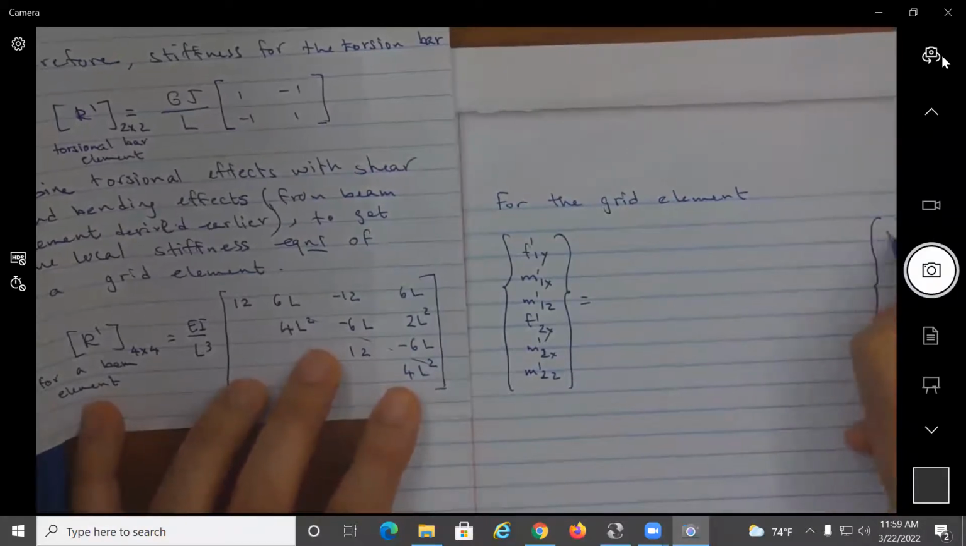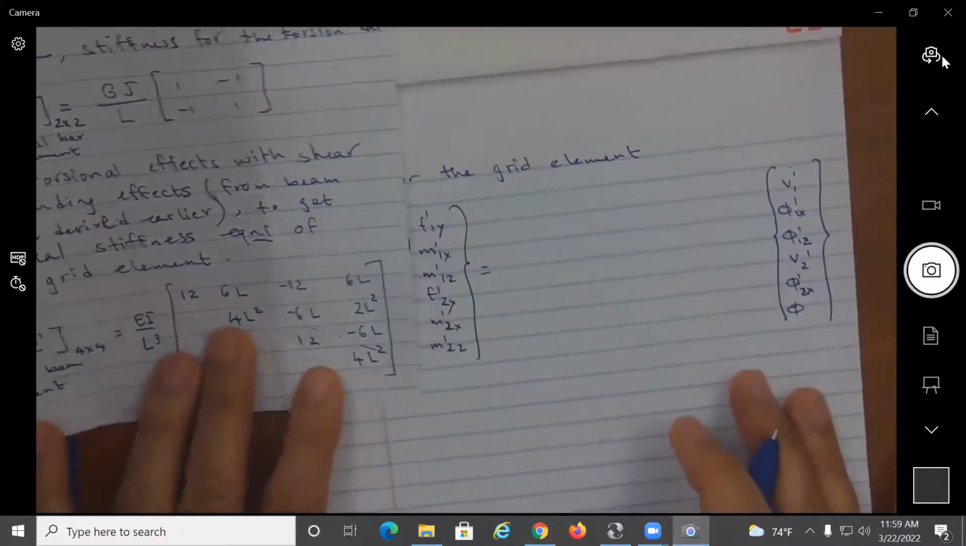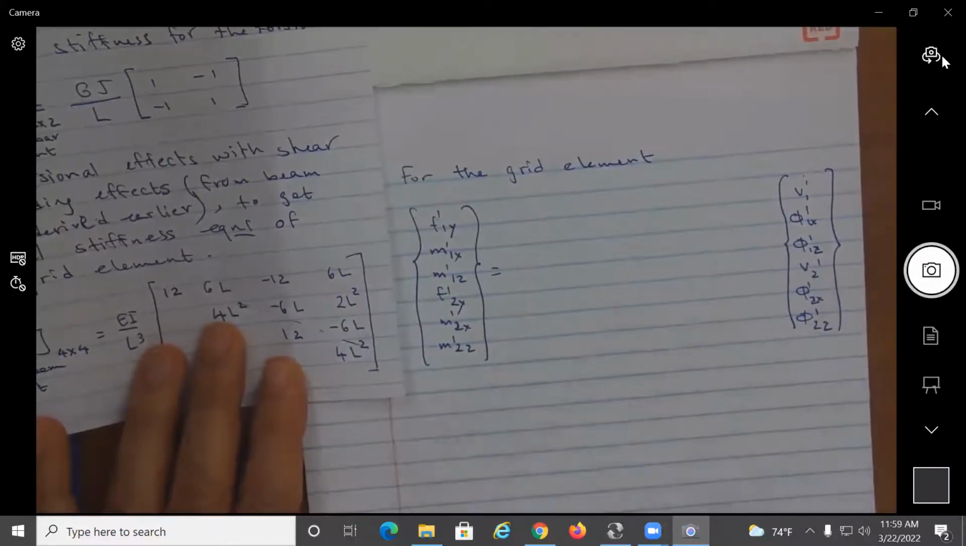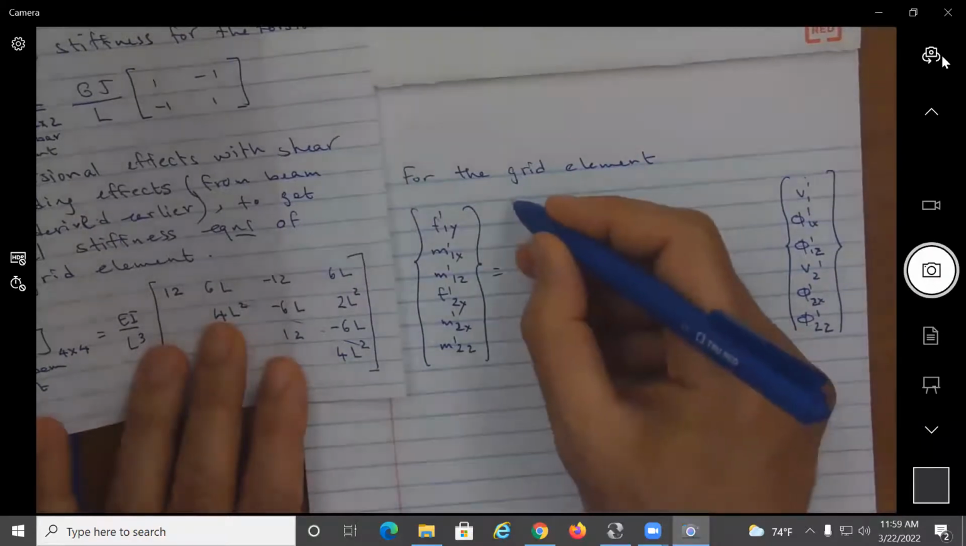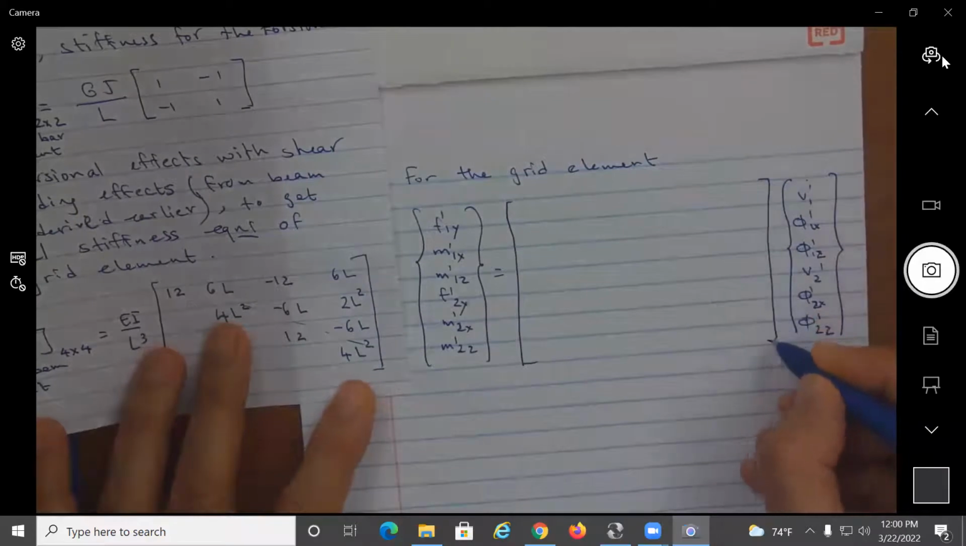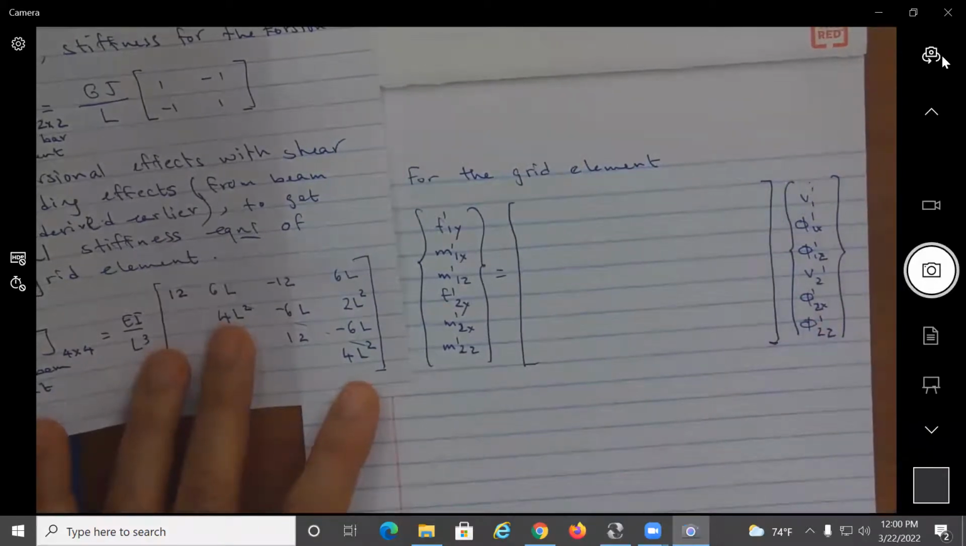So those are going to be V1 prime, V1X prime, V1Z prime, V2 prime, V2X prime, and V2Z prime. And we want to fill in all the elements for a 6x6 matrix.